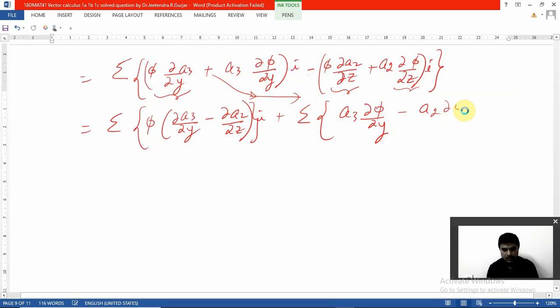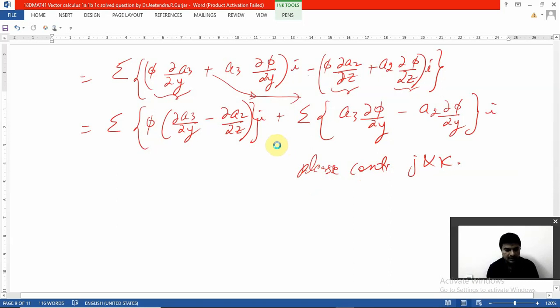This is again your i part. So only the i part I am going to simplify. It is continued for j and k part also. So in the exam if you write this much it is also enough.